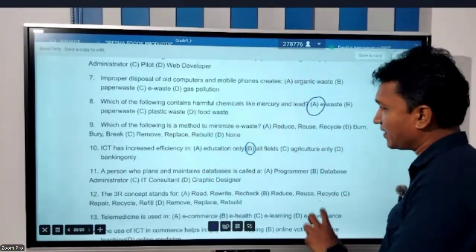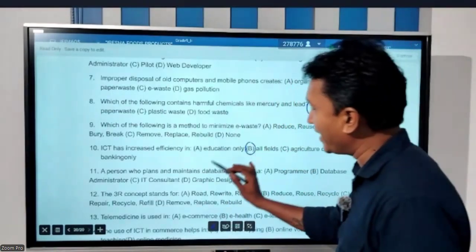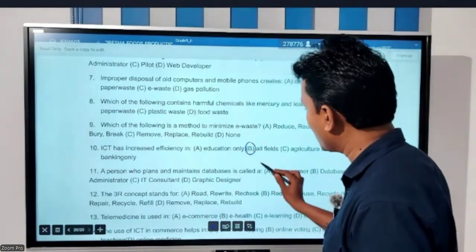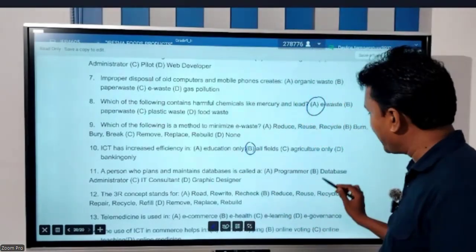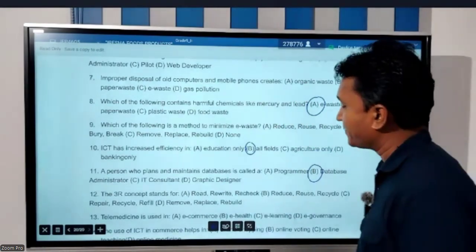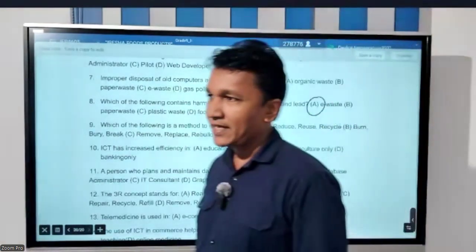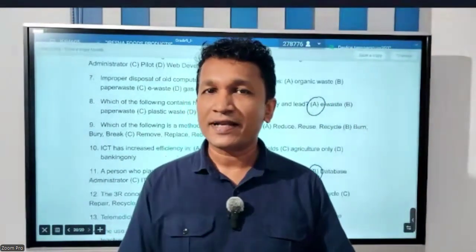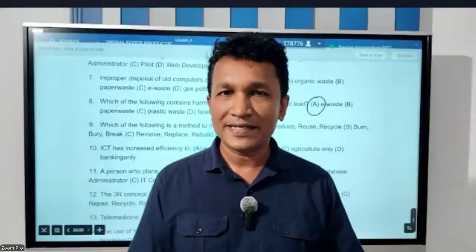A person who plans and maintains a database is called a database administrator, right? I simply told you what a database is.